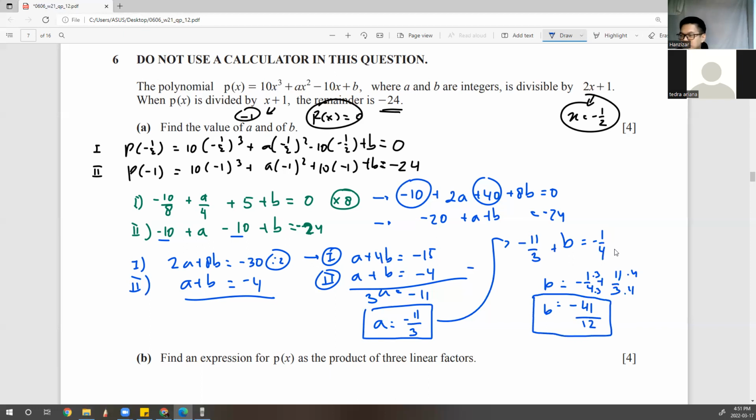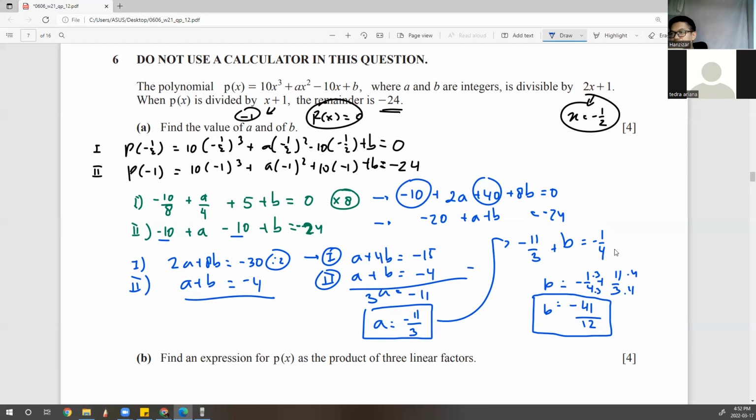And find an expression of p(x) as the product of 3 linear factors. I think we did something wrong here. Wait, give me a moment. If it is divisible by 2x plus 1, I put the remainder as 0, right? 0. Okay. 1 over 2 cubed is 1 over 8, negative 10 over 8, right? And then negative half squared is 1 over 4 times a, 1 over 4a, plus 5 plus b. Okay, that's all.